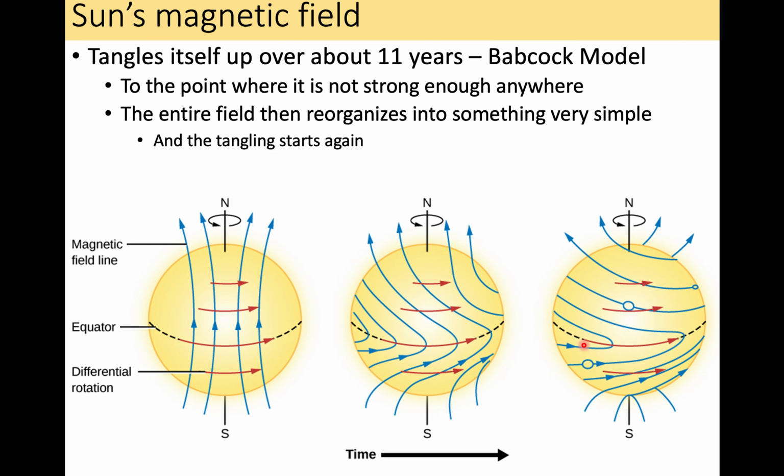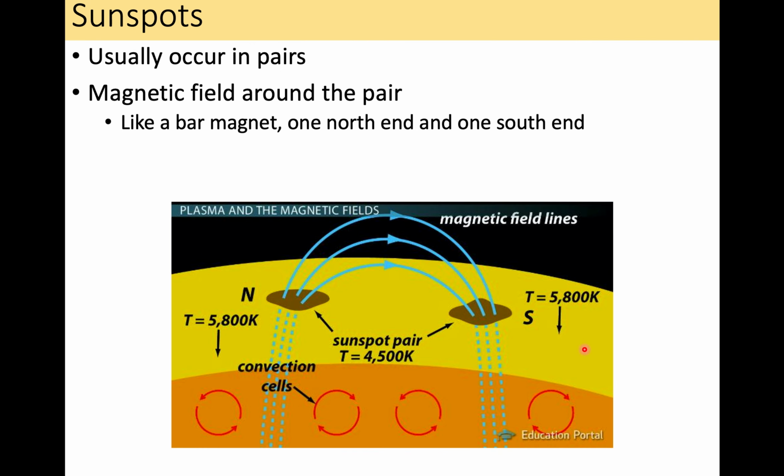So where we have the messier magnetic field is where we're going to have more sunspots on the surface of the sun. Sunspots generally will always occur in pairs. So there's always a north and there's always a south in a sunspot. And we have magnetic field lines coming out of the north and into the south. So the magnetic field works sort of like a bar magnet between these north and south ends of the sunspot.